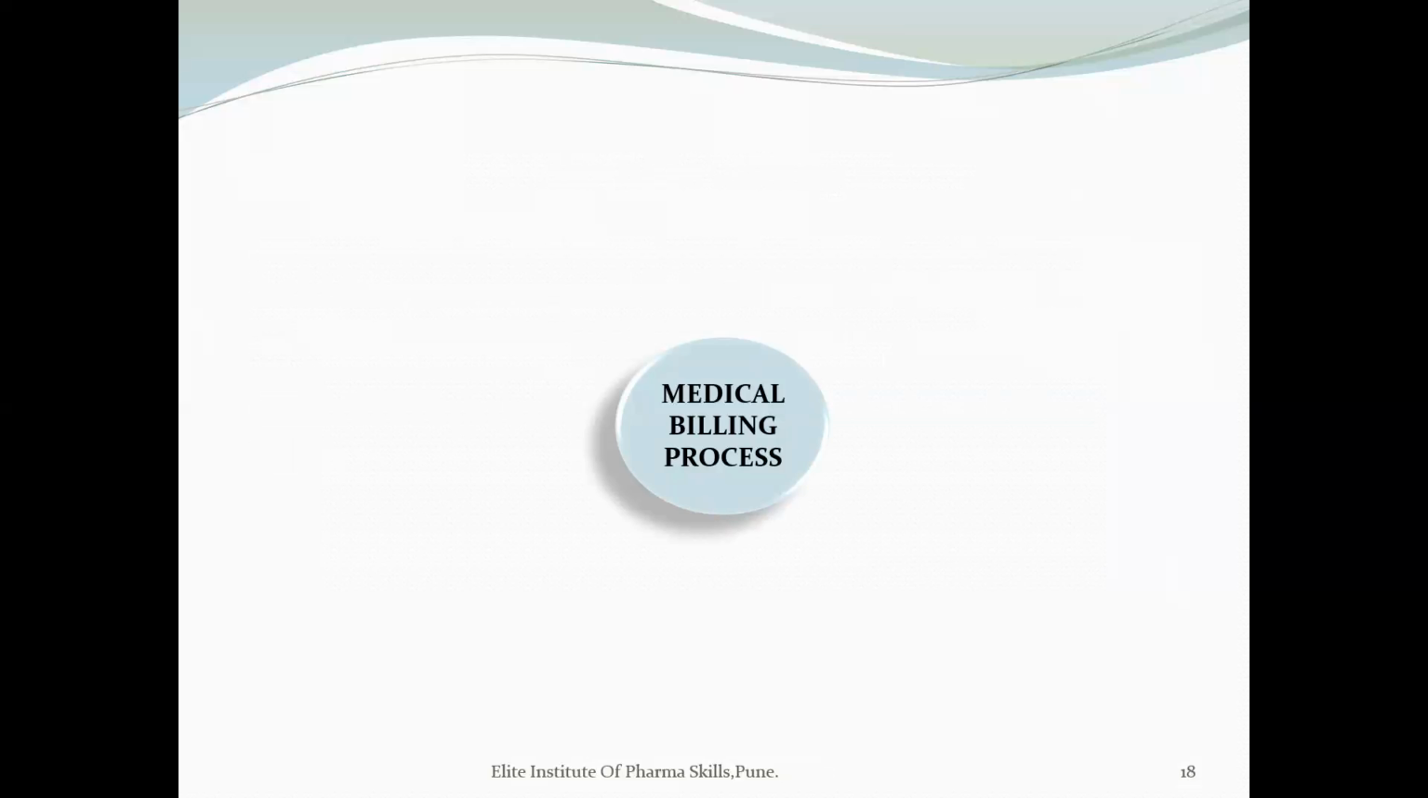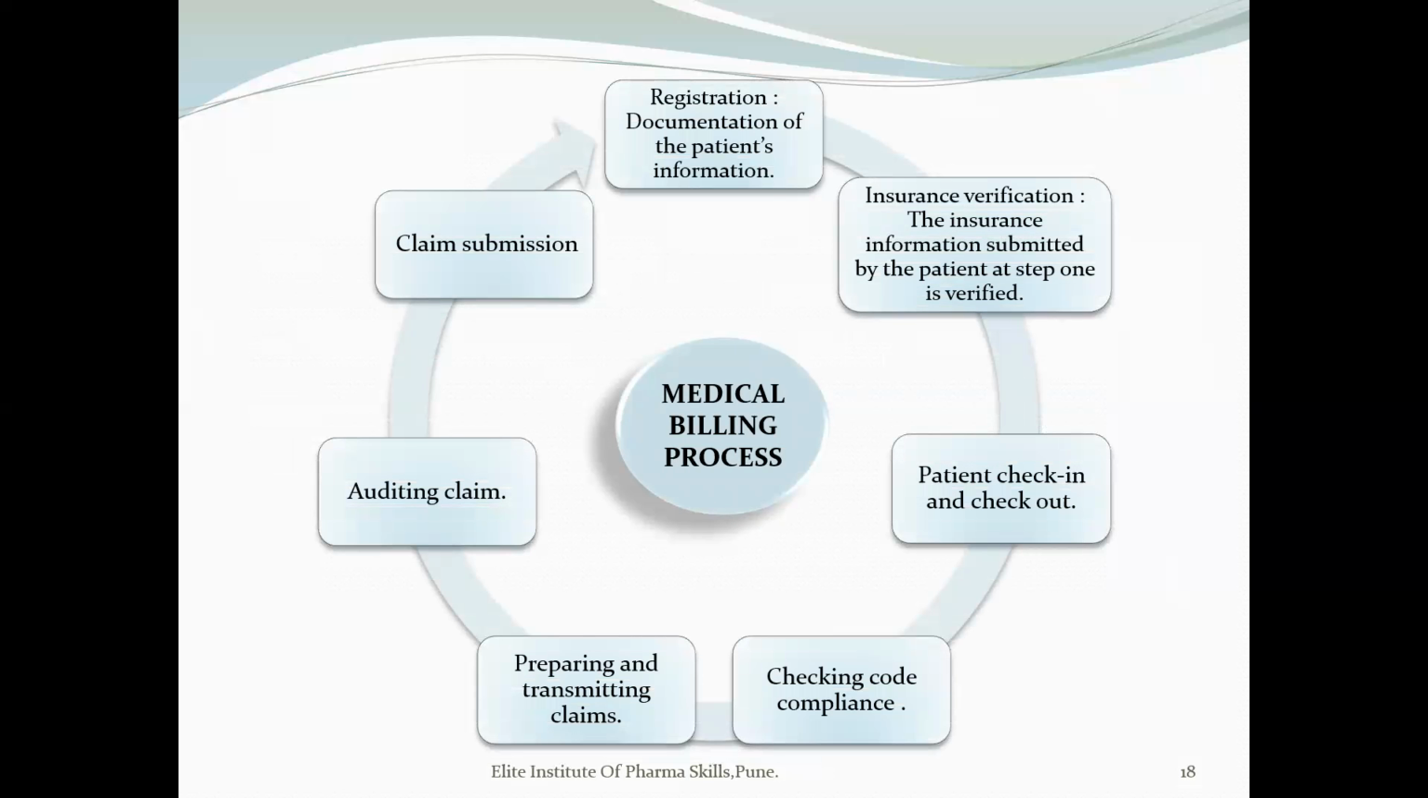Now we'll see what is the medical billing process. The medical billing process consists of 7 steps. The first is the registration. In registration, the documentation of the patient's information is done. After that, it is followed by insurance verification. In insurance verification, the insurance information submitted by the patient at step 1 is thoroughly verified. Then it is followed by patient check-in and check-out. Then checking code compliance, then preparing and transmitting the claims. The prepared and transmitted claims are audited in auditing claim. And then finally the claim is submitted in the step claim submission.